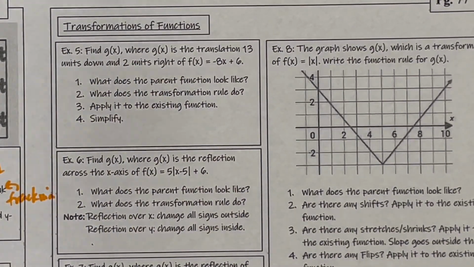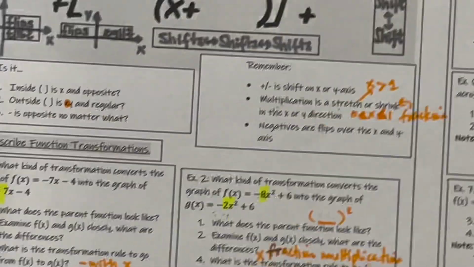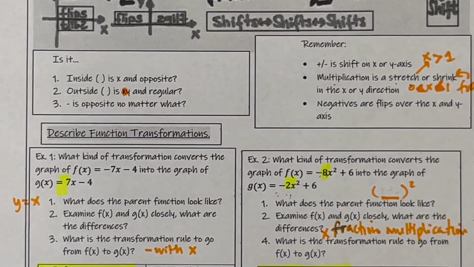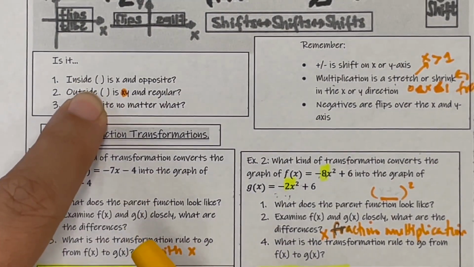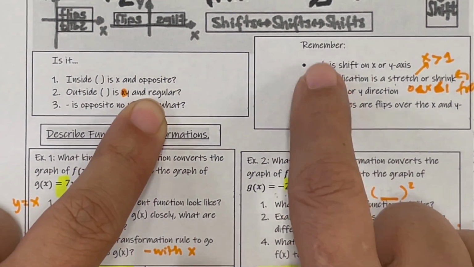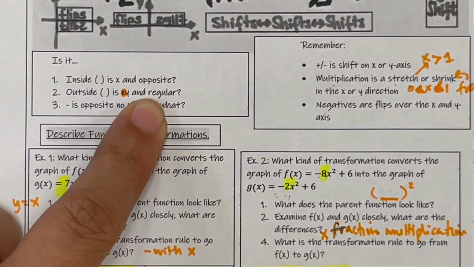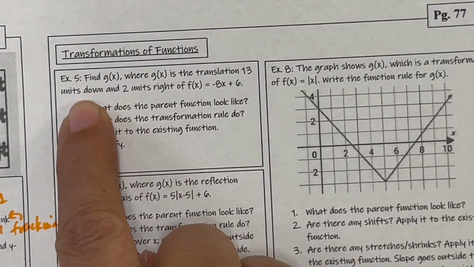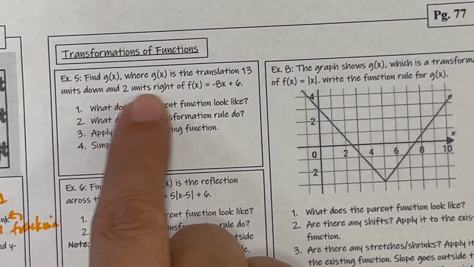All right, immediately, as soon as you see 13 units down, which one do you think you're doing? Okay, 13 units down has got to do with y, so it's going to be outside and it's going to be regular, right? And then down is going to be what? Adding and subtracting. So in my mind, I already know that I'm going down 13 all the way at the end. And then I'm going 2 units right.